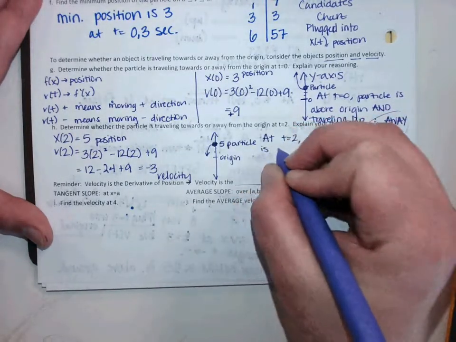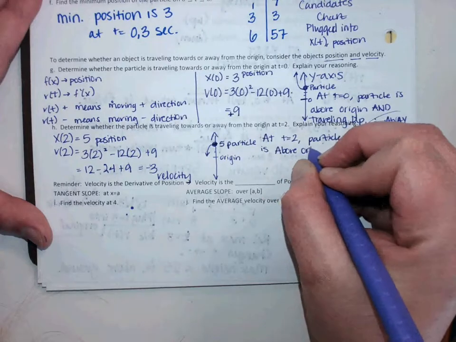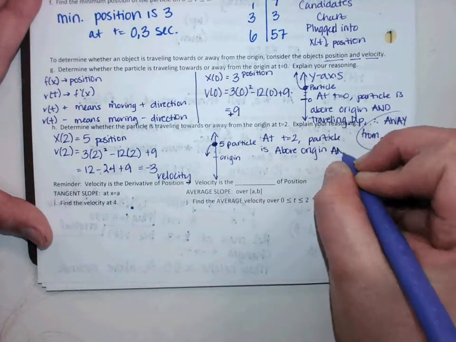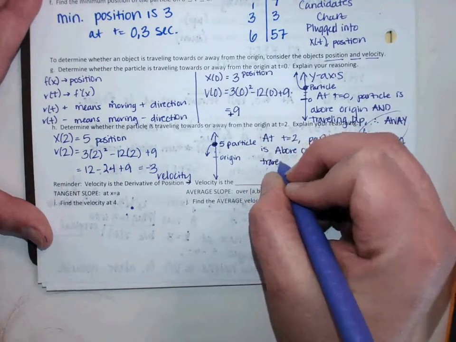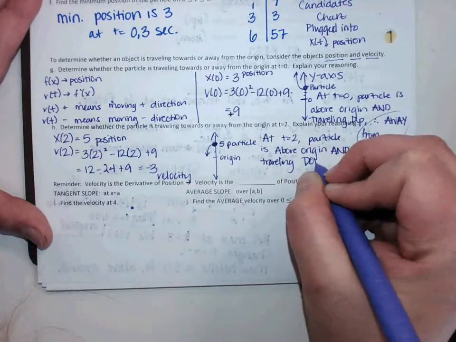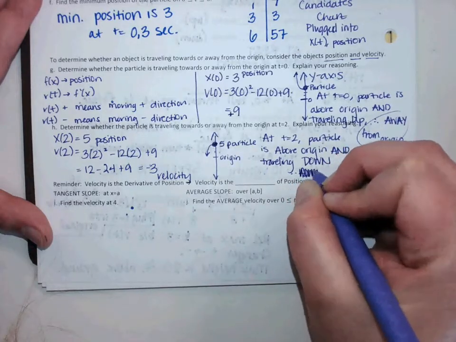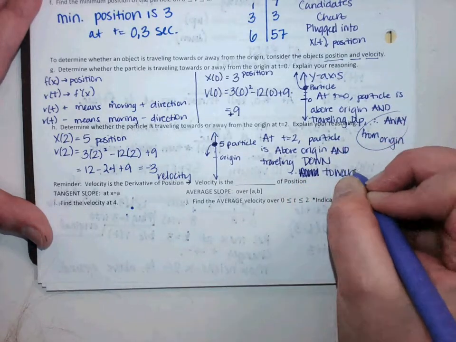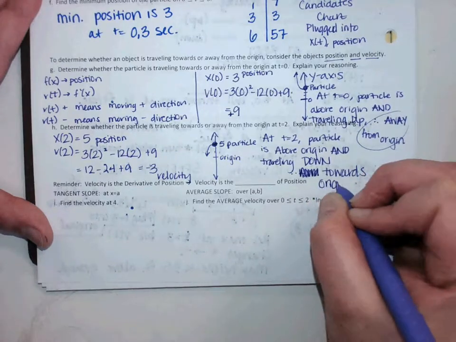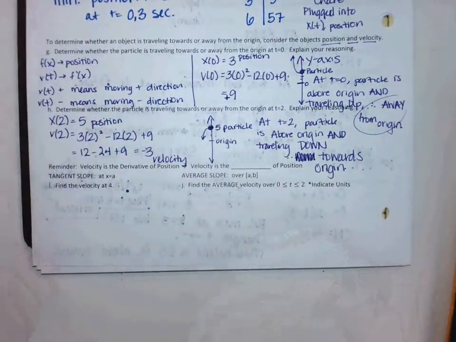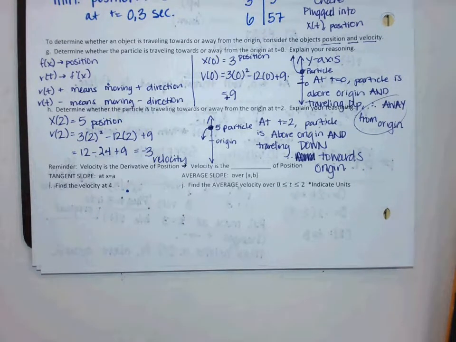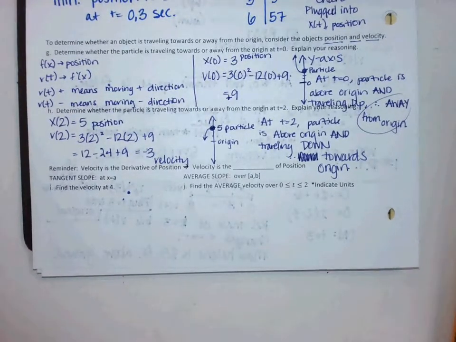the particle is above the origin and traveling down. Therefore, he is headed towards the origin. Okay? Because he's already above, but then he's pointed down. That means he's going towards it in that instant. But obviously that's going to change based on what direction he's going and what position he's at. Okay?